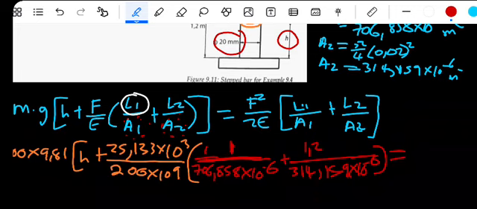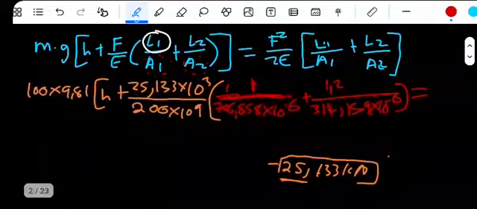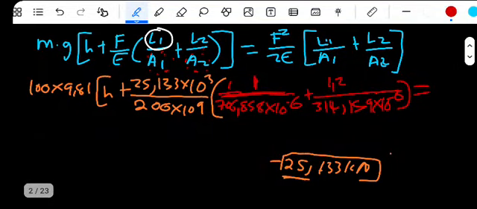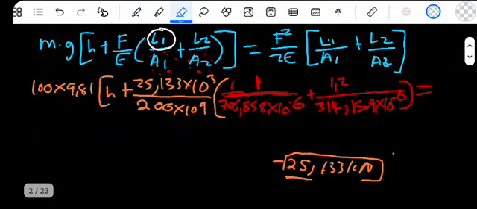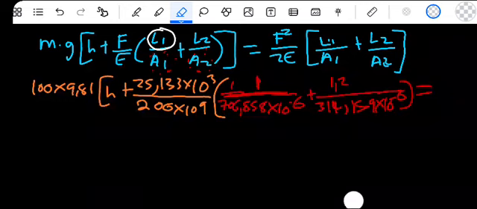So let me try and have some space. Let me create a little space there. Alright.